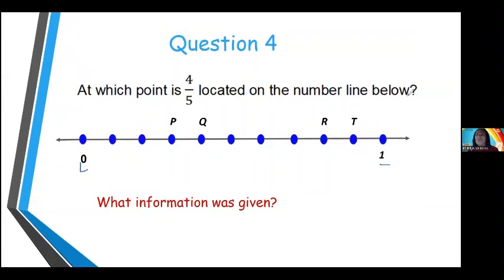I see several raised hands here. If you name your device correctly, I should be able to identify you. I think it's Omari Roberts. Yes, Omari, go ahead. 4/5 is less than a half. Okay, so I hear that it's less than a half. Can you tell us why you say it's less than a half?